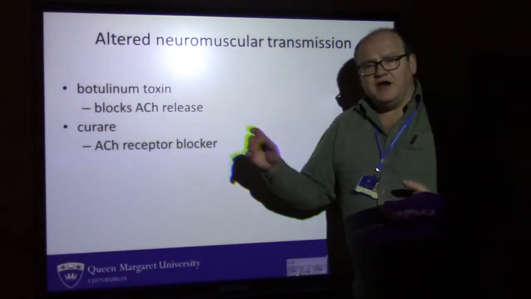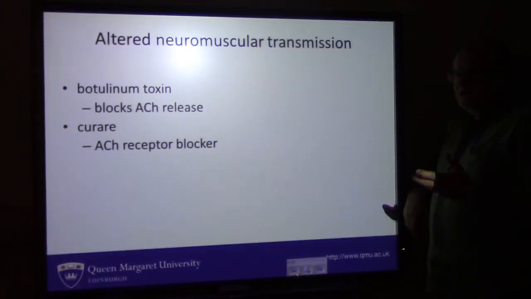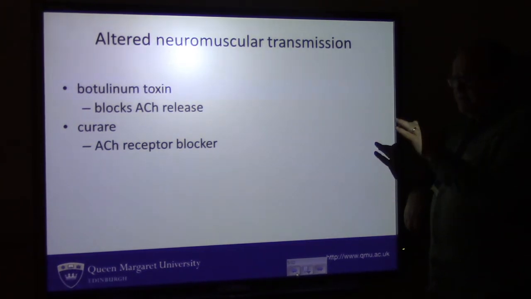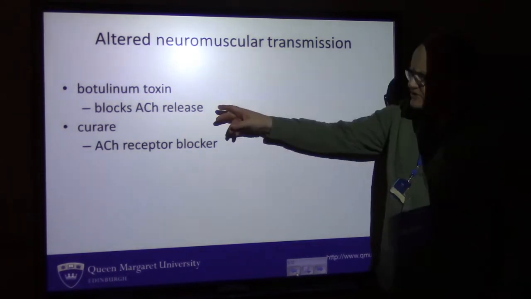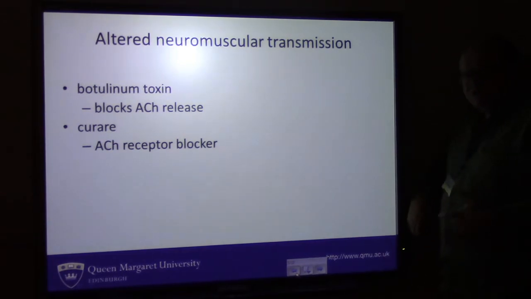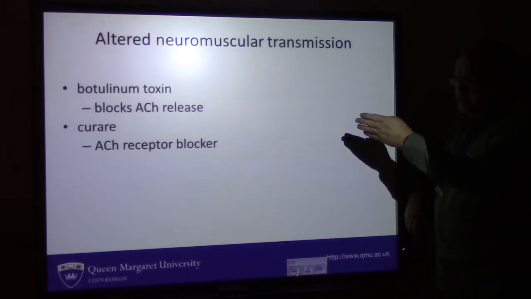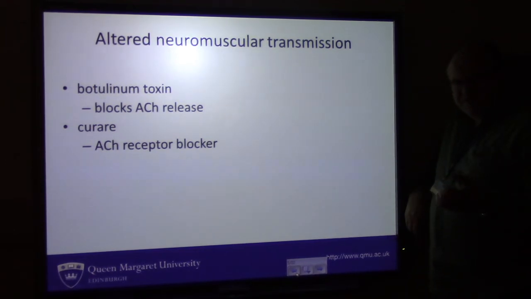The other one is curare. Curare is an alkaloid plant extract compound that blocks the acetylcholine receptor. Now, Botox stops the acetylcholine coming out. With curare, the acetylcholine is still released, but it can't gain access to the nicotinic receptor because of the presence of the curare. So the muscle no longer contracts.